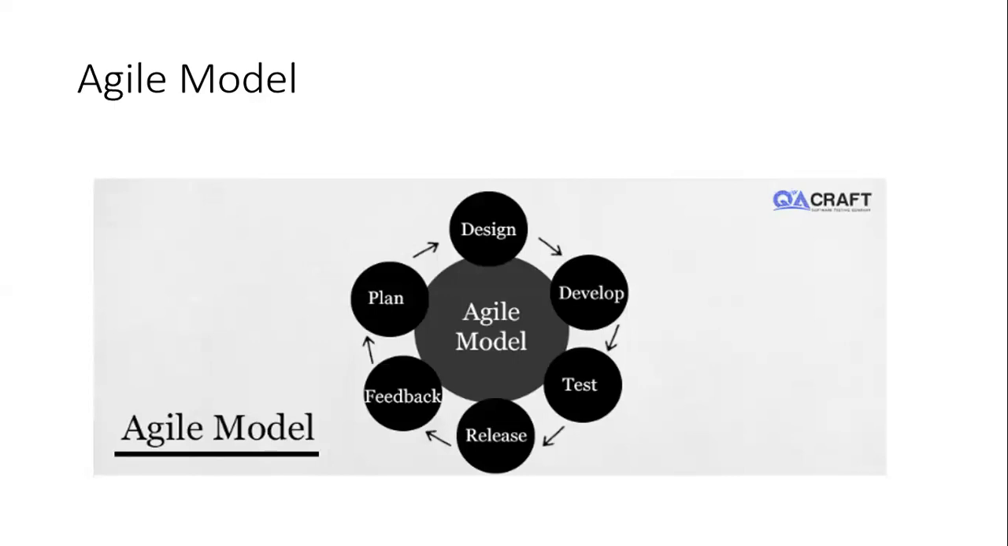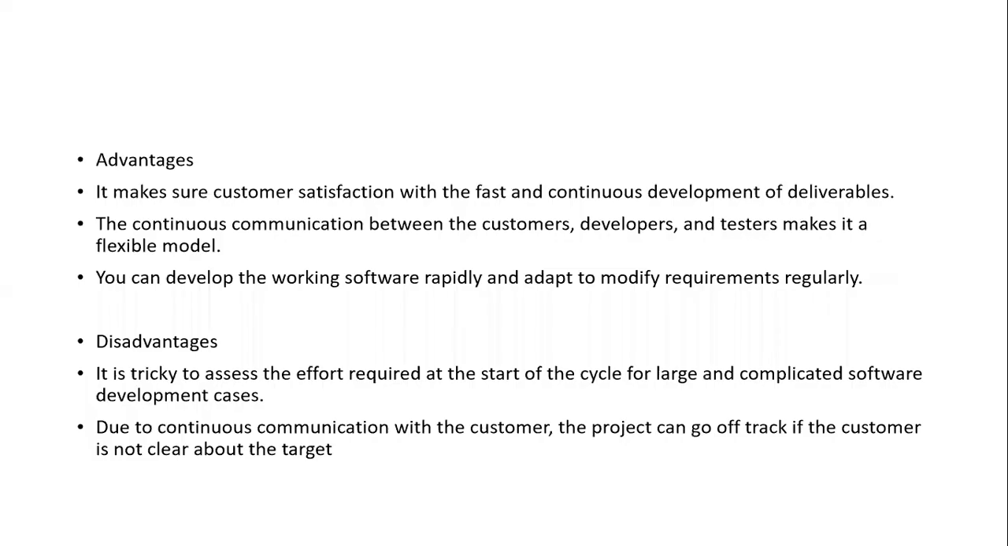The positive point in the agile model is that we will have the facility of backward tracking, even if any changes occur in the requirement, which was not there in the waterfall model. That is one of the advantages, and it is a fast and continuous development and delivery of the product. Therefore, the agile model is mostly preferred nowadays. Continuous communication always happens between customers, developers, and testers. That makes it a regular and flexible model, which is possible only in the agile model.